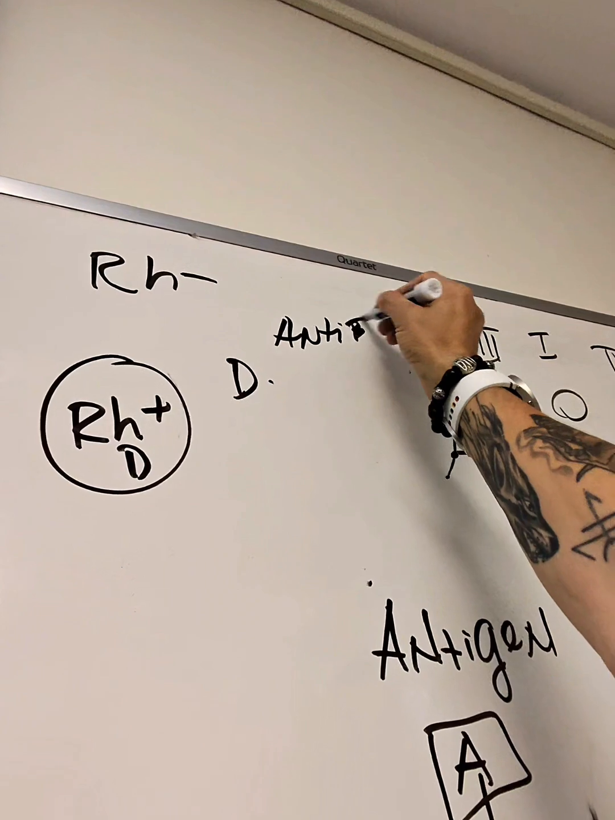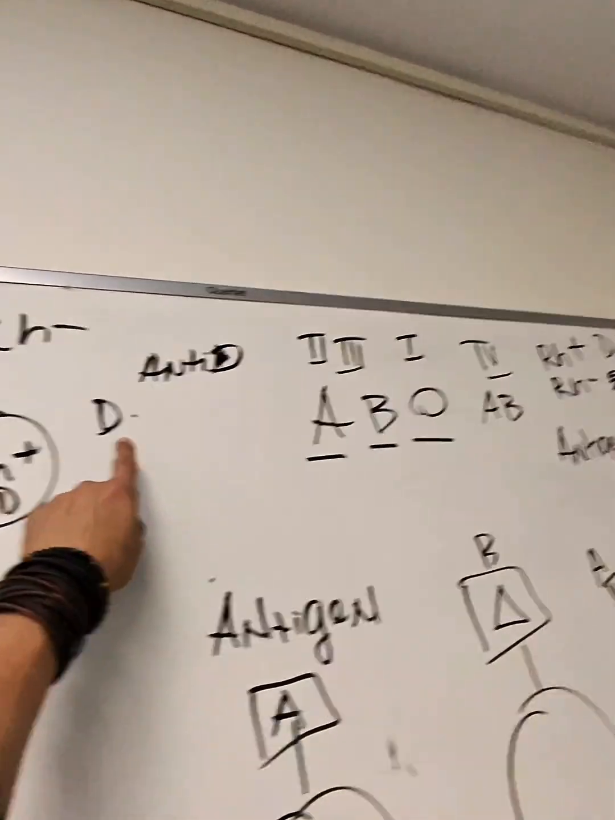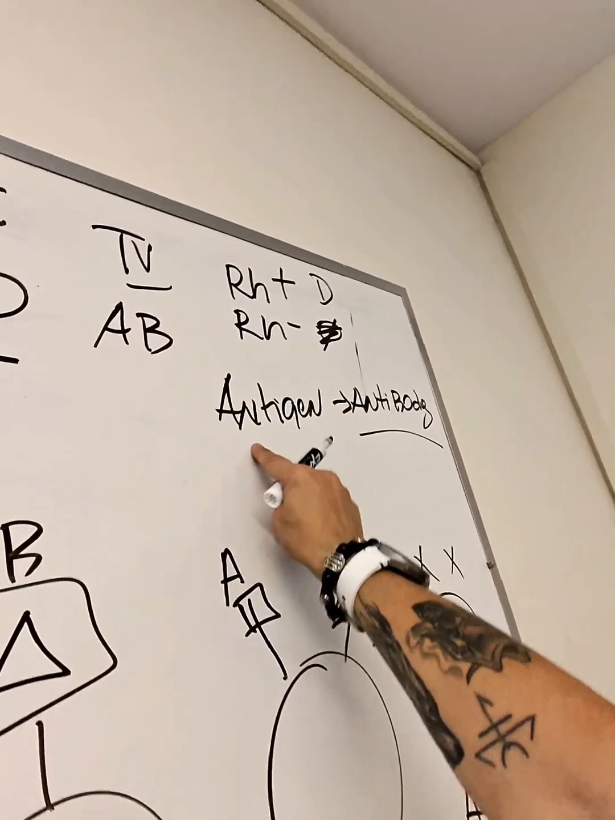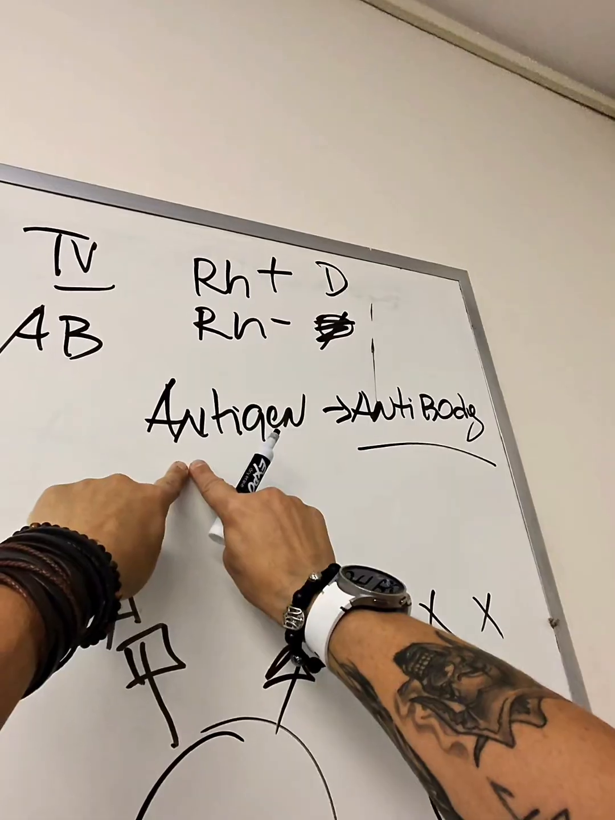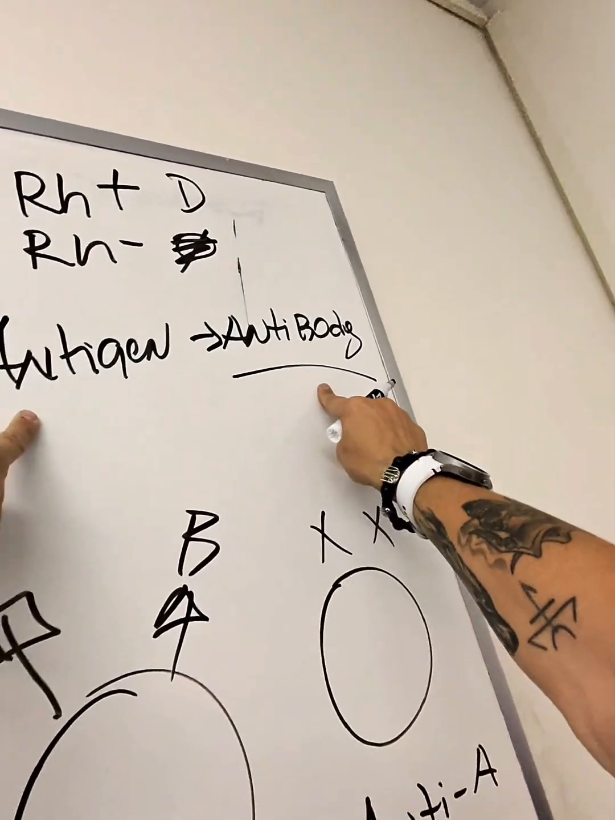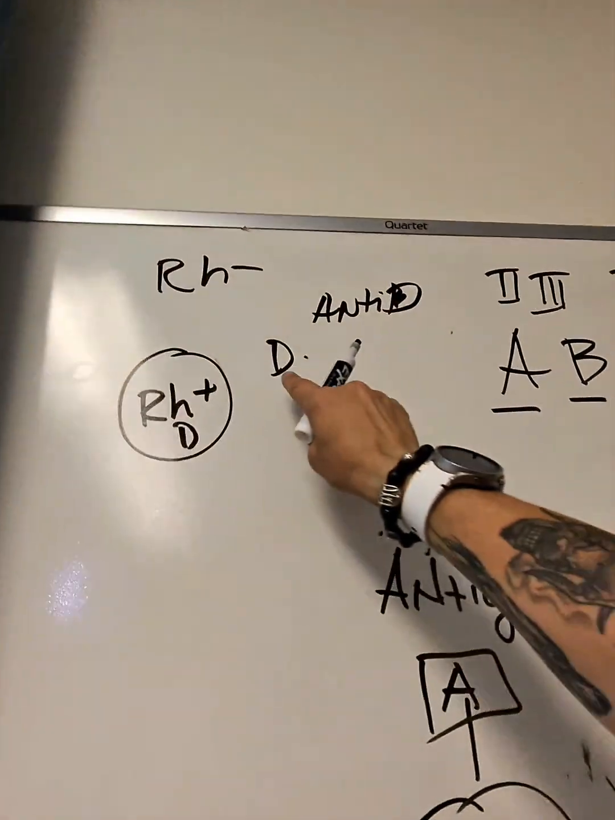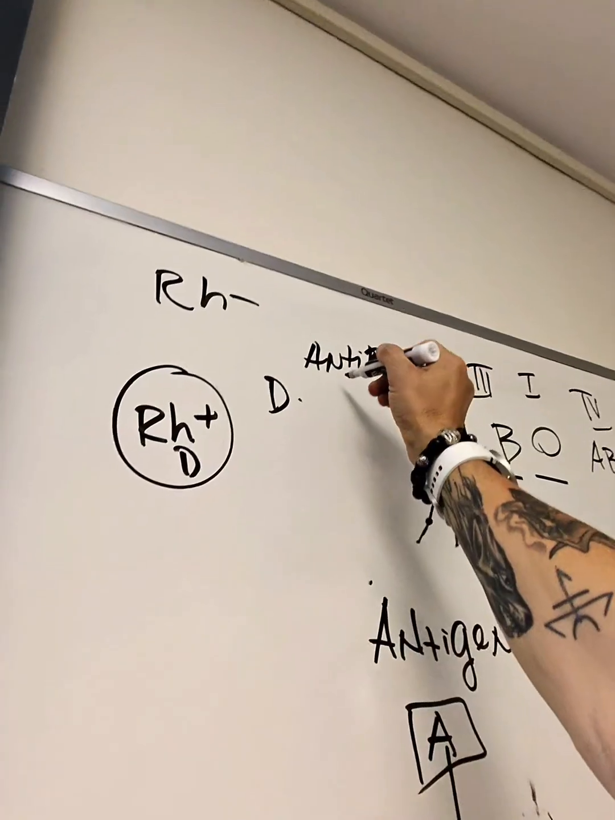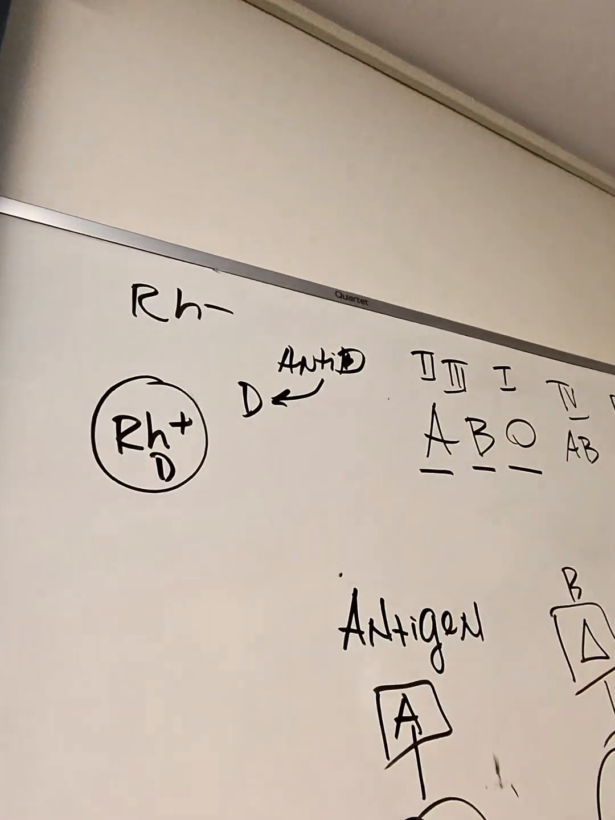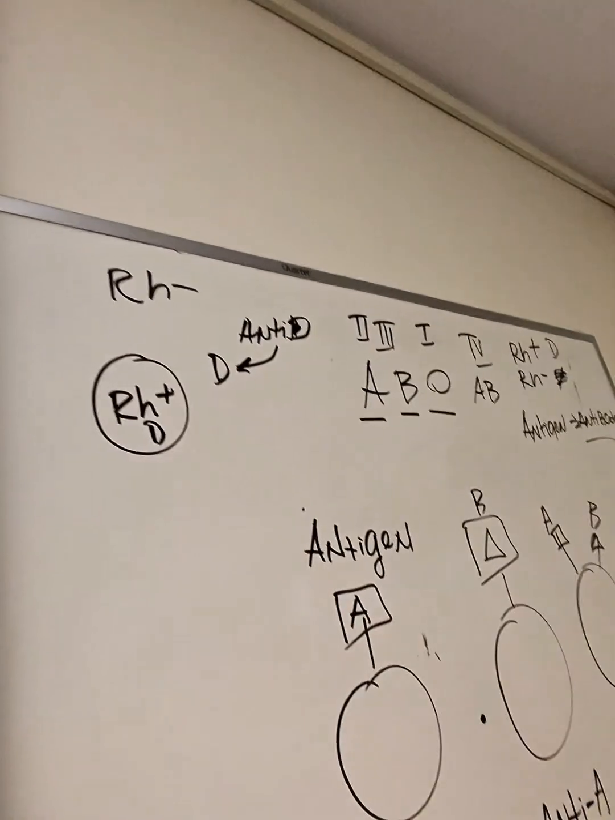Why? Because antigen can stimulate the production of antibodies. If the body has never seen it before, it will stimulate production of antibodies. Then when the baby is gone, everything is fine.